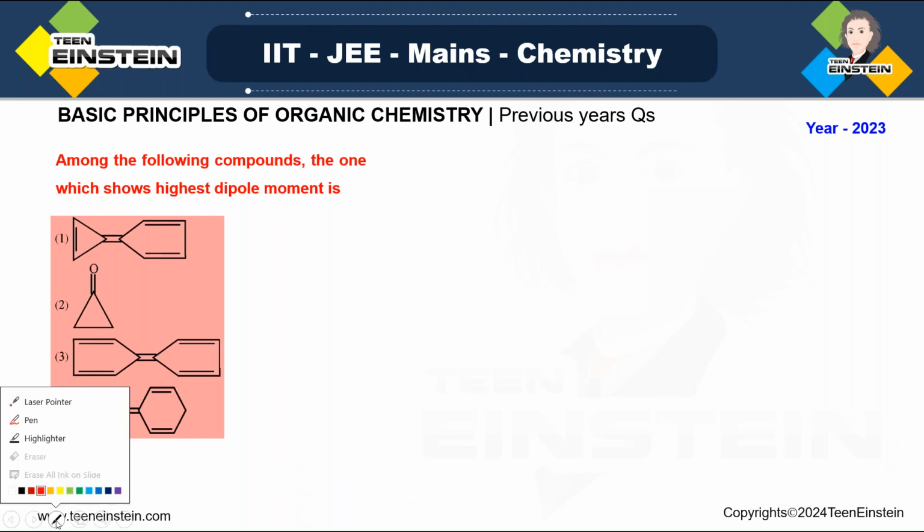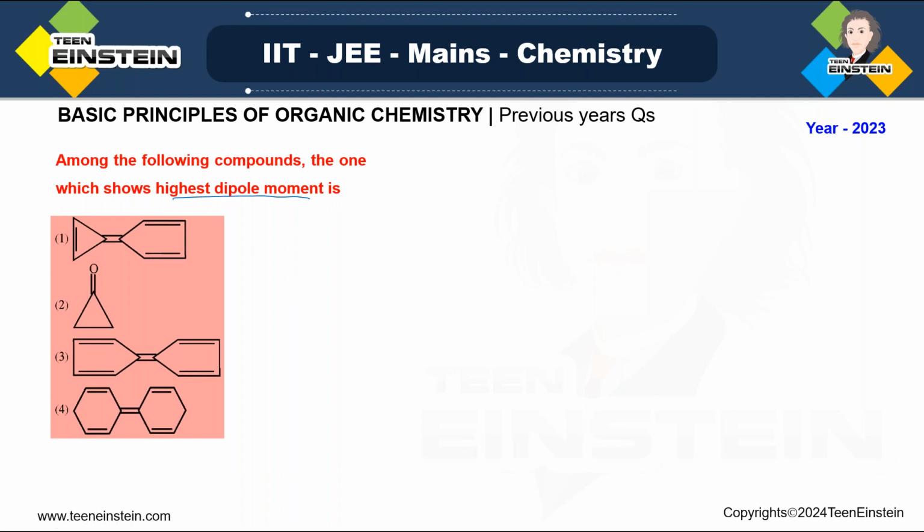Everyone, in this video we will discuss problems from the chapter, that is, previous year's problems of JEE Main from the chapter Basic Principles of Organic Chemistry. Here we have the first question. Among the following compounds, the one which shows the highest dipole moment. So we have to find in which compound the highest dipole moment will be found.